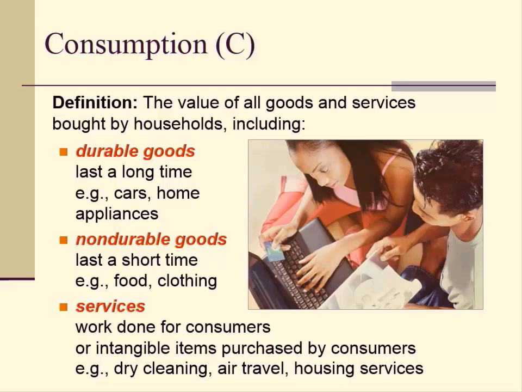However, note that consumer spending on a new house counts under the investment category, and in national income accounting, the services category of consumption includes the imputed rental value of owner-occupied housing. So here you can think of houses as a piece of capital producing housing services.